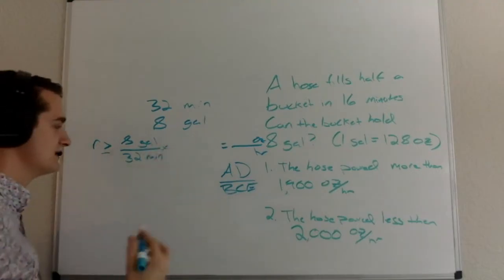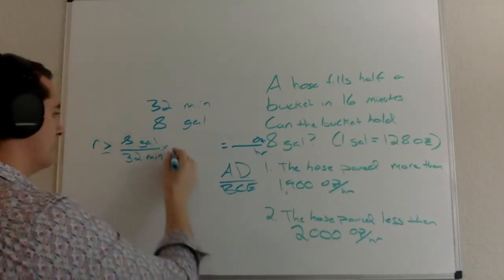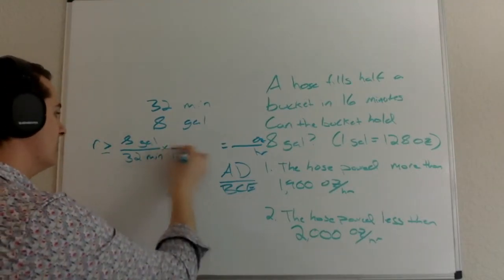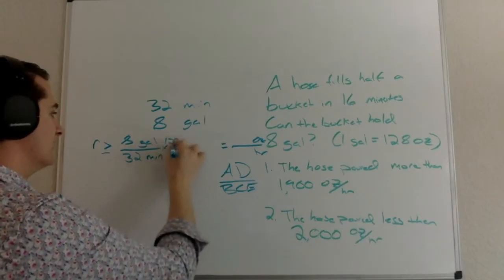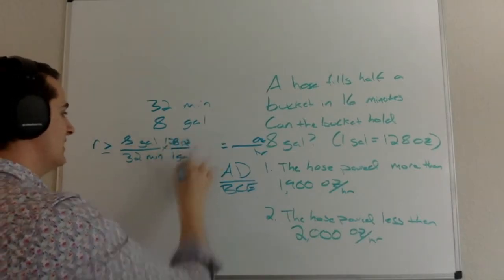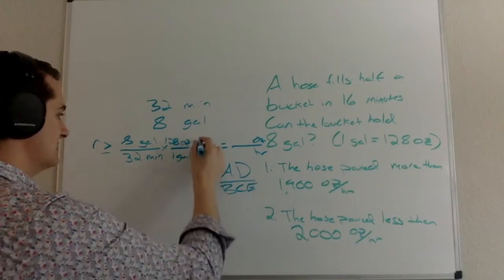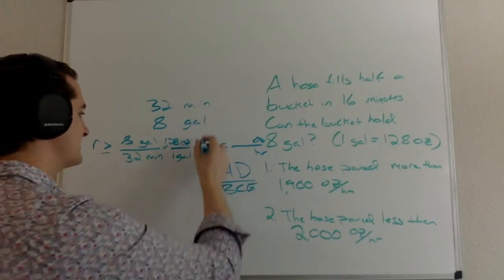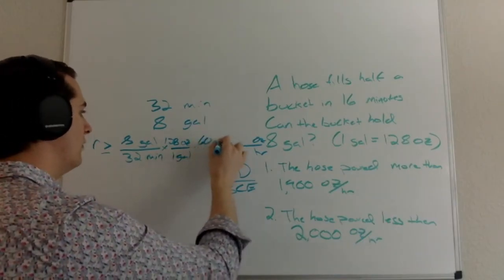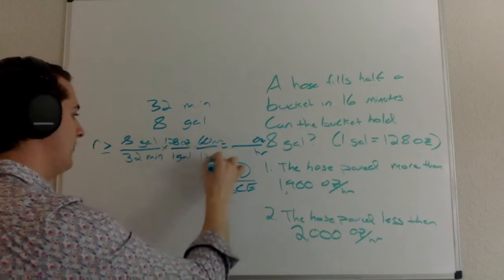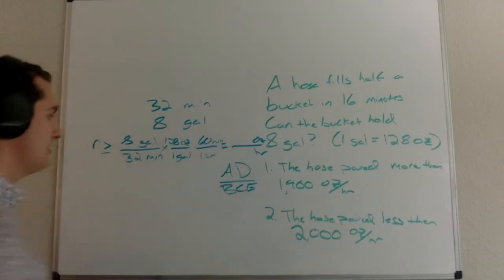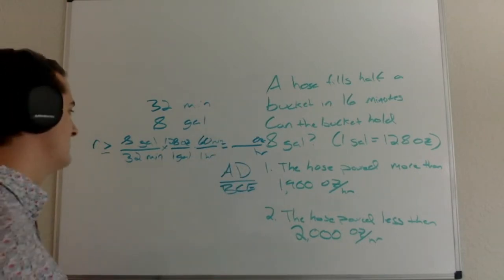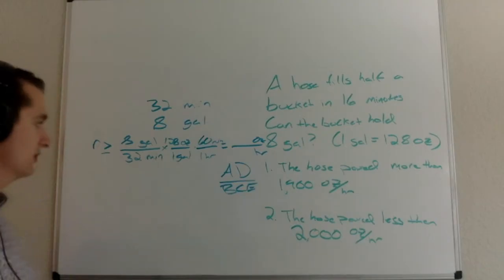We covered how to do this in a previous question, but I'm going to put on the bottom 1 gallon. On the top here, I'm going to put 128 ounces. Then I'm going to multiply by 60 minutes over 1 hour. And from here, I'm going to start to cancel things, and my life is hopefully going to become easier as I do that.